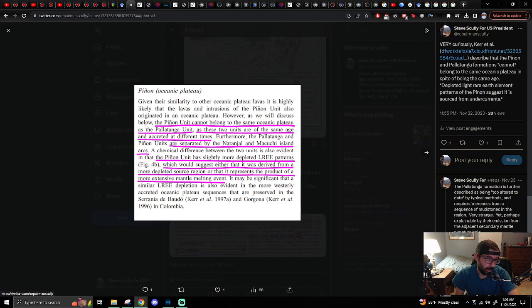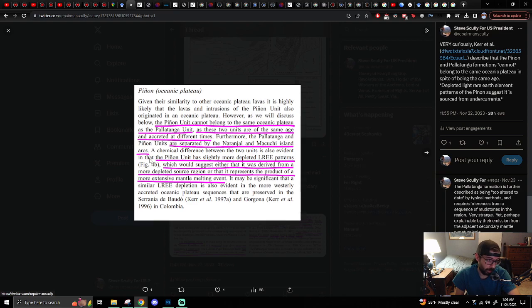However, as we will discuss below, the Pinon Formation cannot belong to the same oceanic plateau as the Palatanga unit, as these two units are of the same age and accreted at different times. Furthermore, the Palatanga and Pinon units are separated by the Naranjal and Macuchi island arcs. A chemical difference between the two units is also evident.